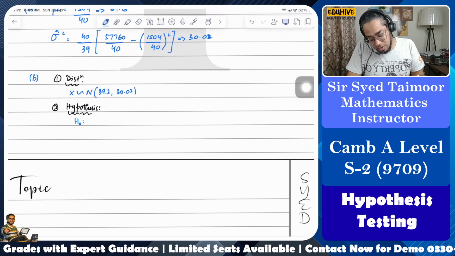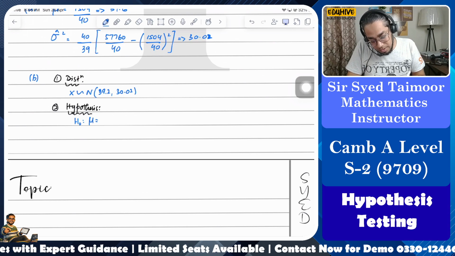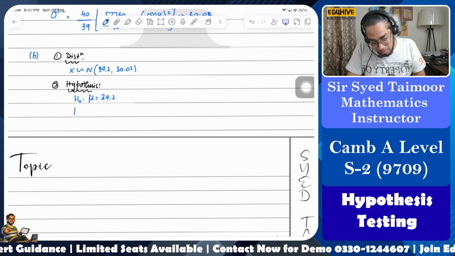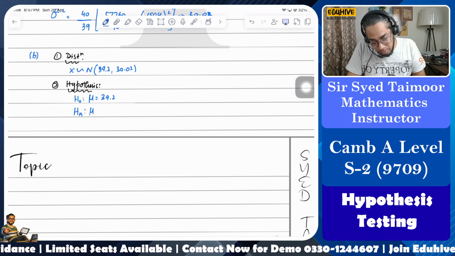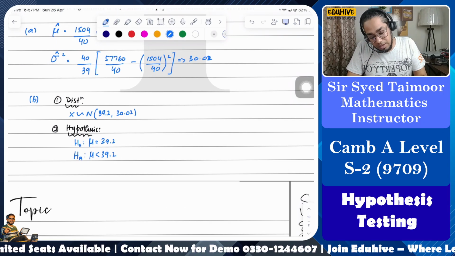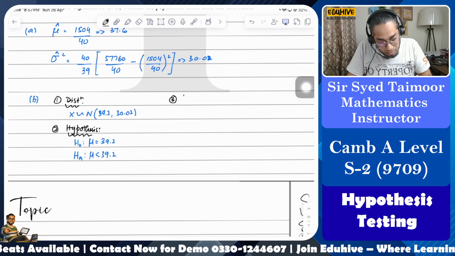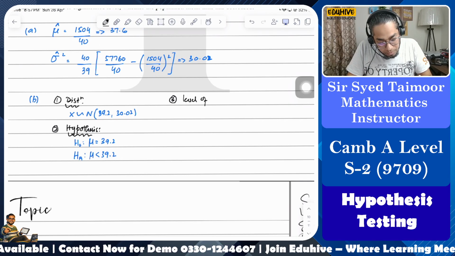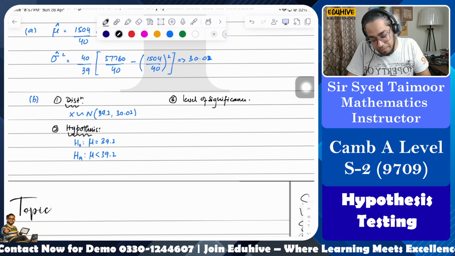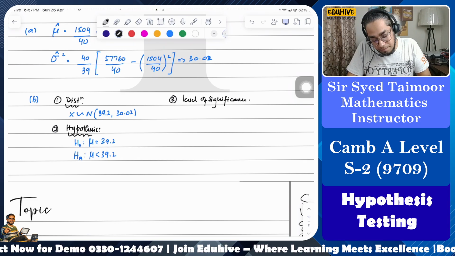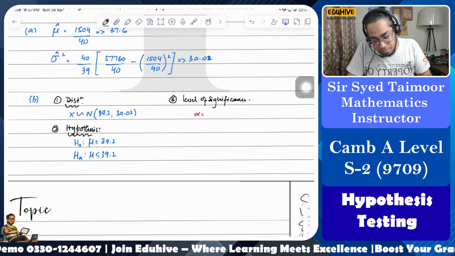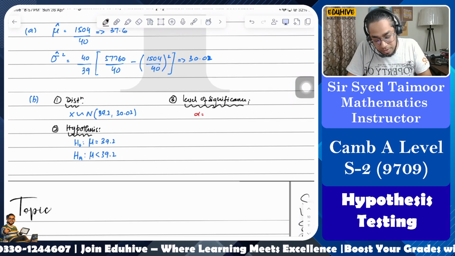So H naught is exactly mu is equal to 39.2 and H alternative is mu is less than 39.2. Okay, and the third step is exactly the level of significance. What was our alpha? 5%.